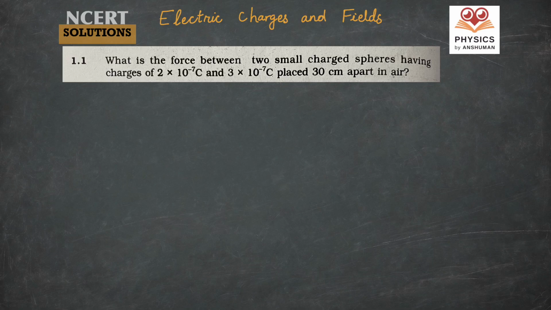The question is, what is the force between two small charged spheres having charges 2 × 10^-7 coulomb and 3 × 10^-7 coulomb placed 30 centimeter apart in air? Let us solve this question step by step.